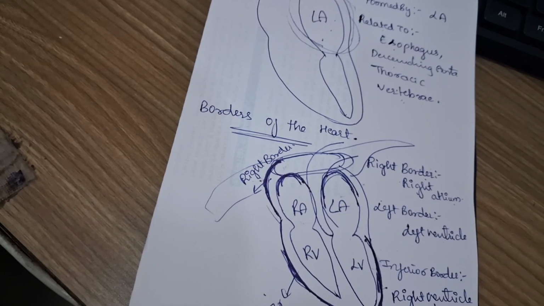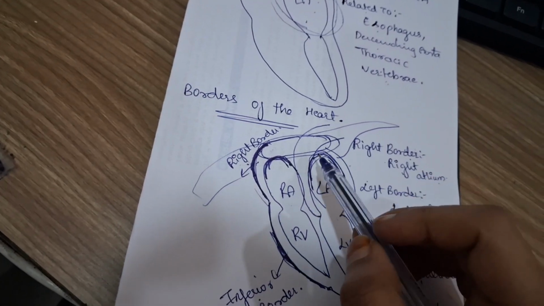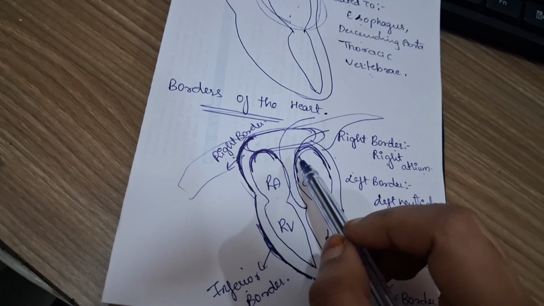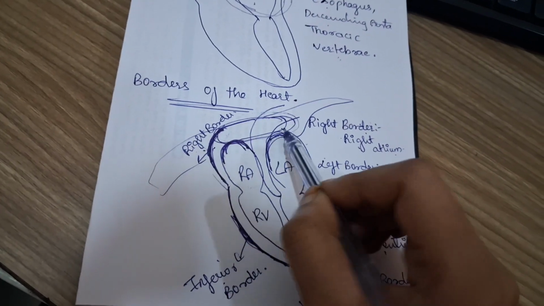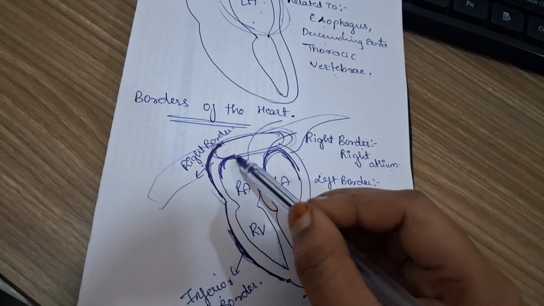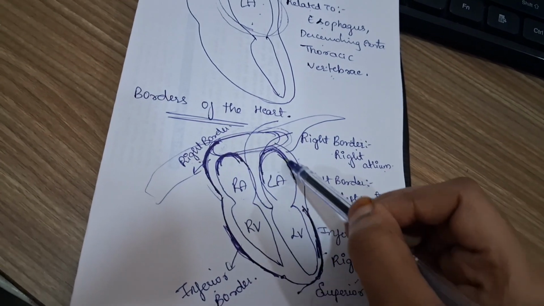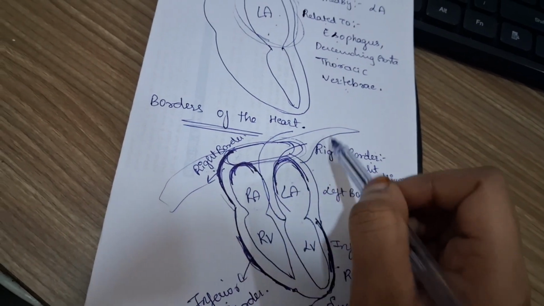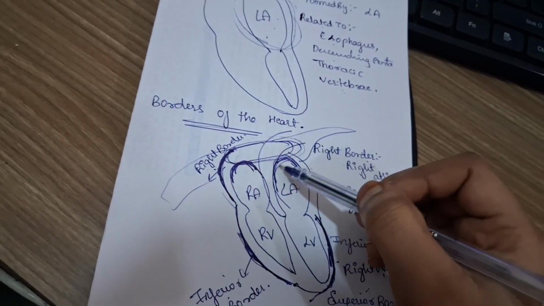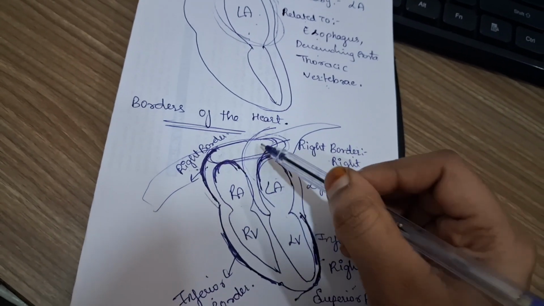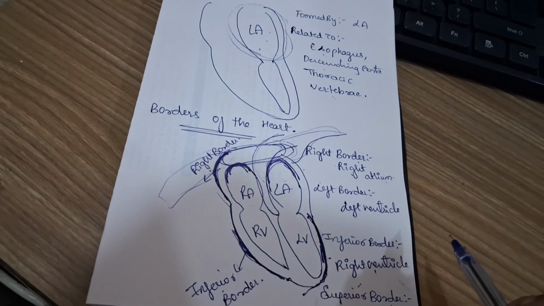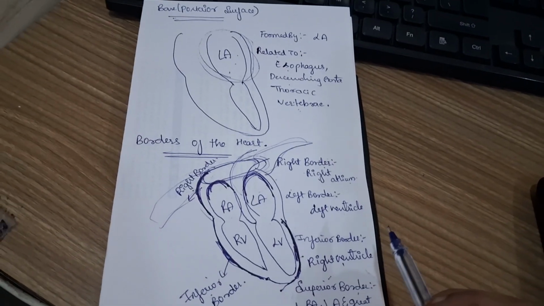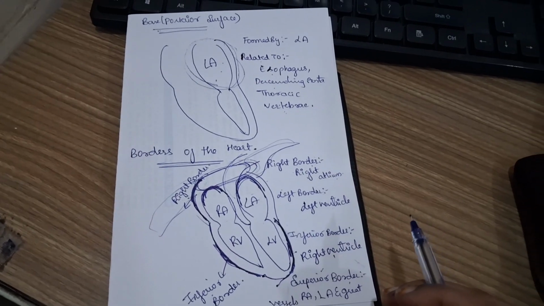Okay, understood? So the superior border is mainly formed by the right atrium. So this is superior, above: right atrium, left atrium and great vessels which are present above, that is the aorta and the right and left pulmonary artery. Okay, understood? So these are the borders of the heart.